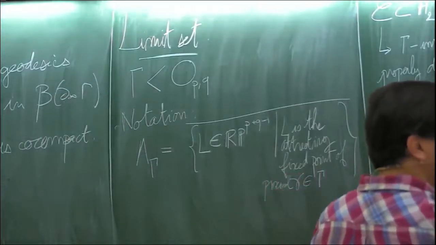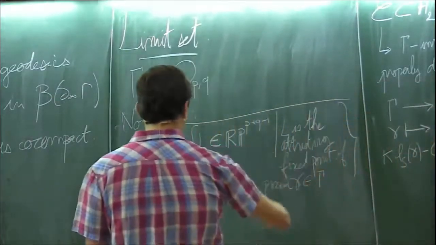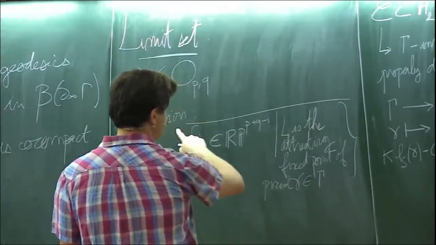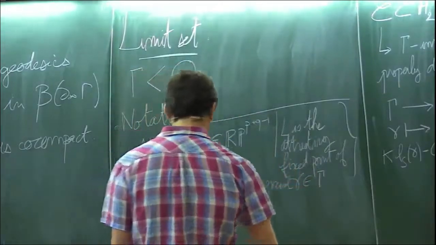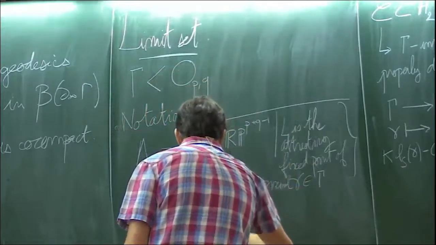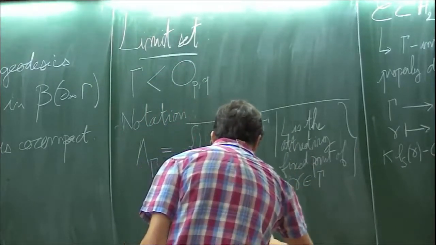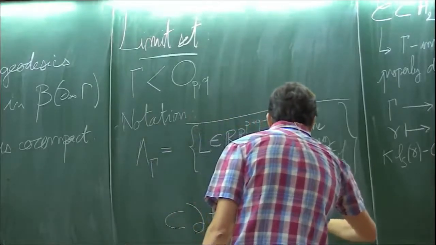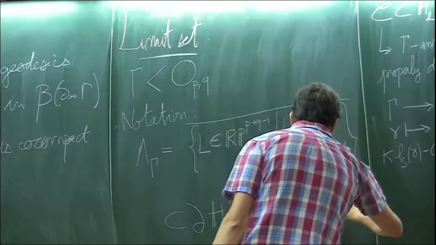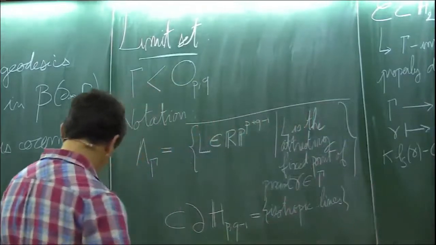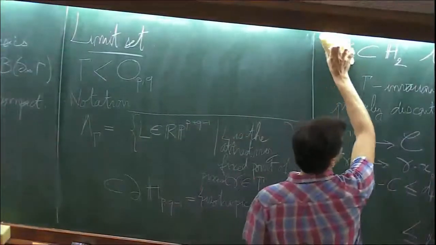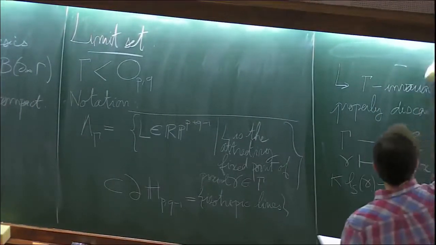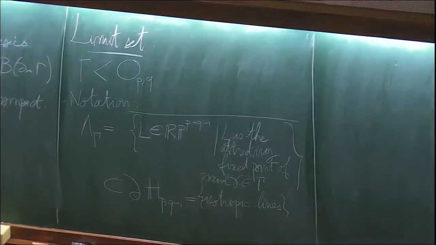So the remark I did before says that this set is contained in the set of isotropic lines, so its closure is also contained in the set of isotropic lines. It's contained in the boundary of HP, which is in fact the set of isotropic lines. And this limit set is equal to the image of the map beta, and this in fact proves this remark that I did before.